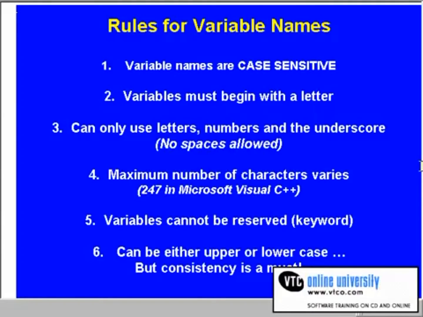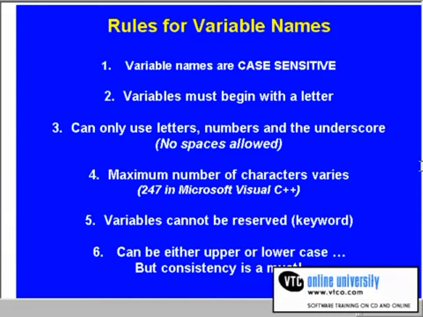Third, you can only use letters, numbers, and the underscore. No punctuation characters or spaces are allowed in the variable name. The C compiler you are using determines the maximum number of characters in a variable name. In Microsoft Visual C++, a name could not be longer than 247 characters. Of course, you would not want to use such a long variable name, as this will become cumbersome during the execution and the writing of the program.